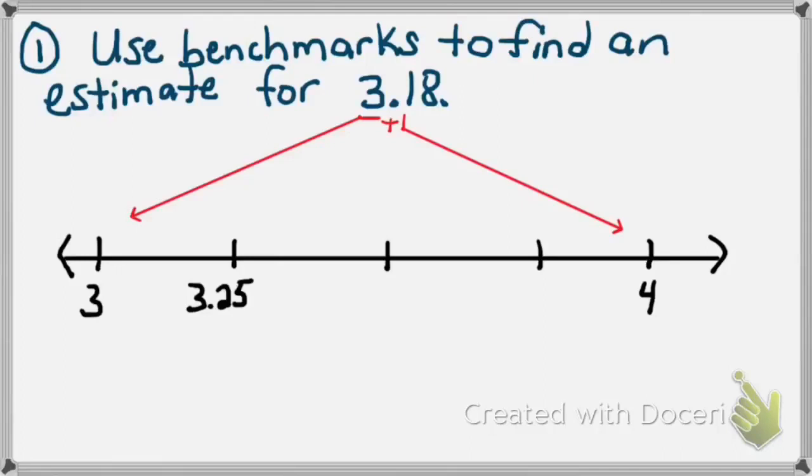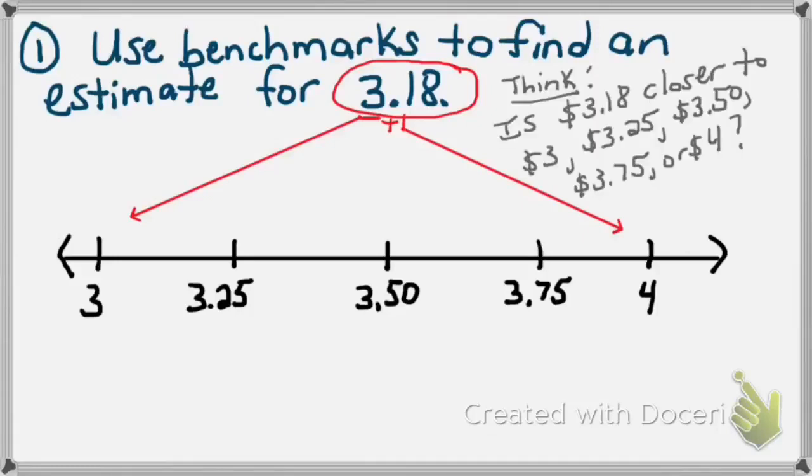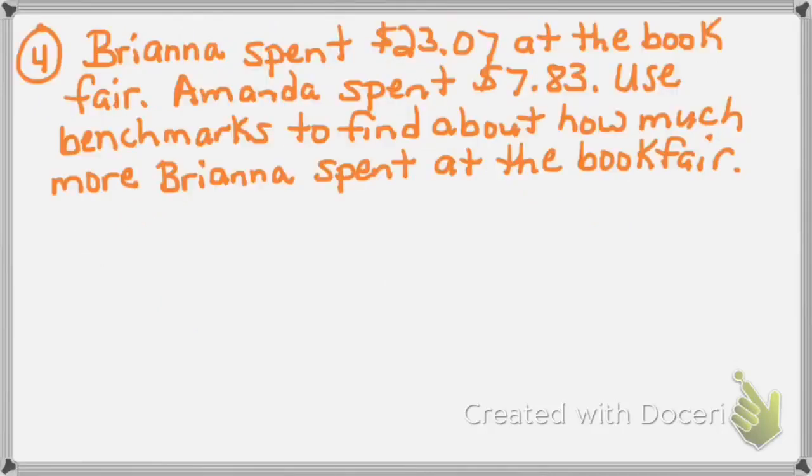So $3 plus a quarter is $3.25 plus a quarter is $3.50 plus a quarter is $3.75. And now we look at that given number and we think which of the benchmarks is it closest to. In this case, I say 3.18 has to be someplace between $3 and $3.25. Again, I'm always thinking money. And I say $3.18 is closer to $3.25 than it is to $3, so that would be my benchmark.